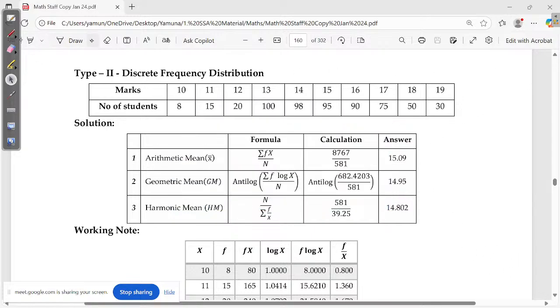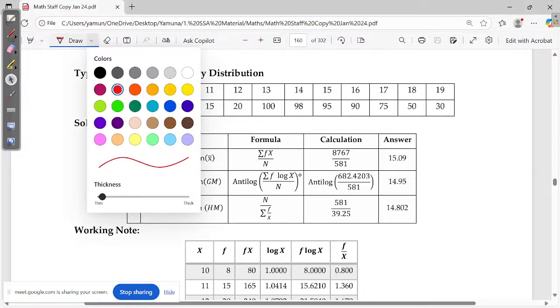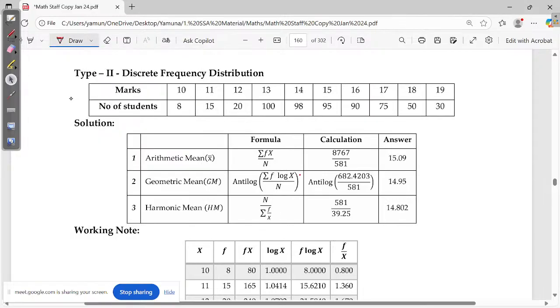Discrete frequency distribution. Please try to understand the heading here. Marks and number of students. Here the marks start from 10 only and the highest mark secured by a student is 19 only. That's why we are considering only 10 to 19. How many have secured 9 marks? See, it's not under consideration, so we consider this as 0. It's an assumption. How many have secured 15 marks?